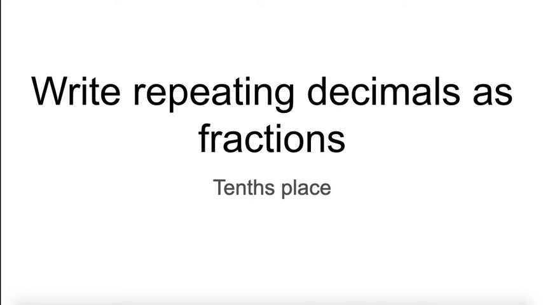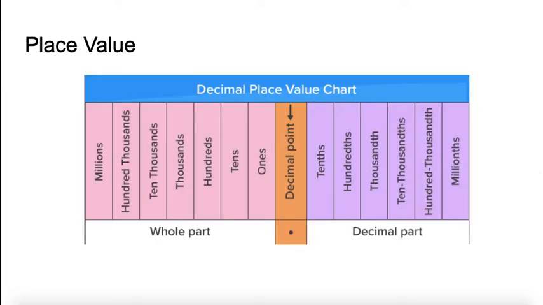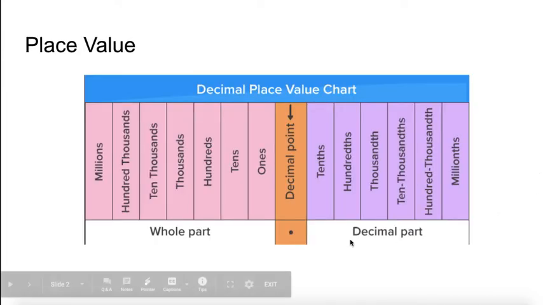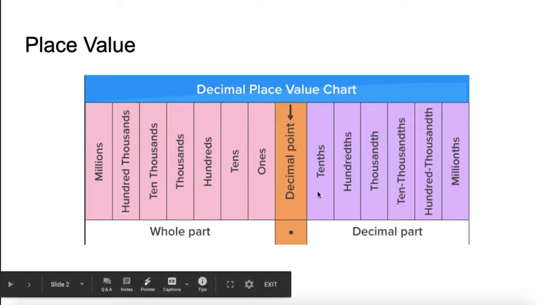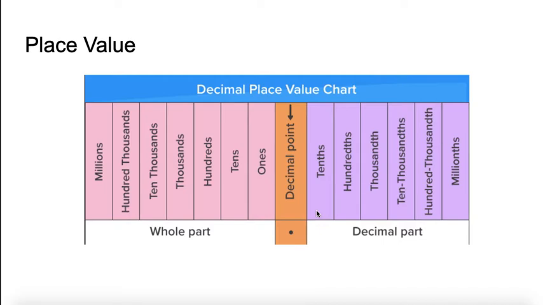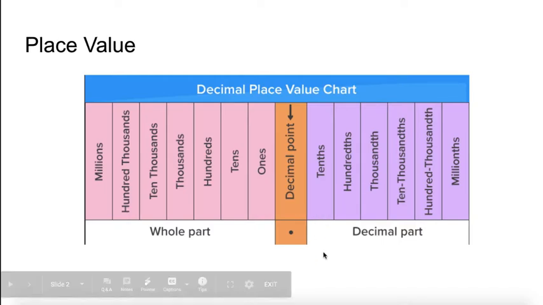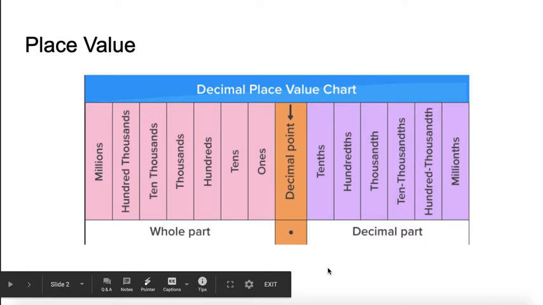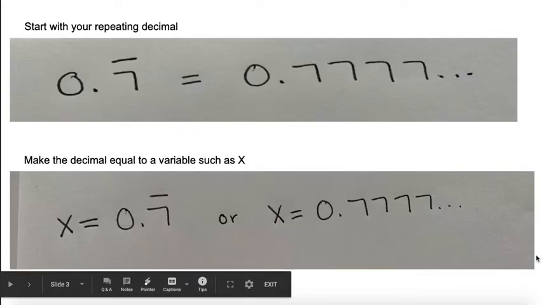Hey guys, today we're going to be talking about writing repeating decimals as fractions. And these decimals are specifically decimals that are repeating in the tenths place. So just as a reminder, the tenths place is the place directly to the right of the decimal point. It's the first one. So these decimals are going to be, for example, something like 1.3 repeating, and the 3 would go on forever. So 1.33333 forever. That's what we're going to be working on today.